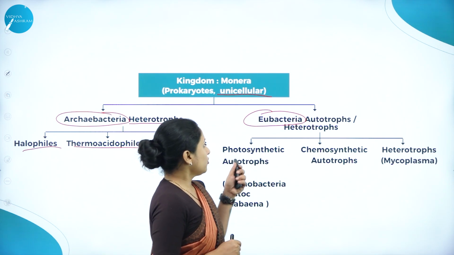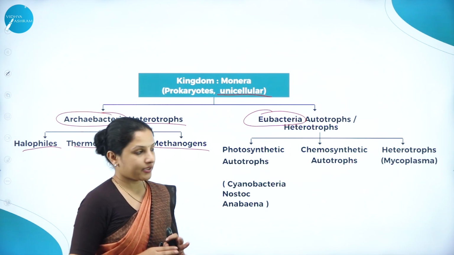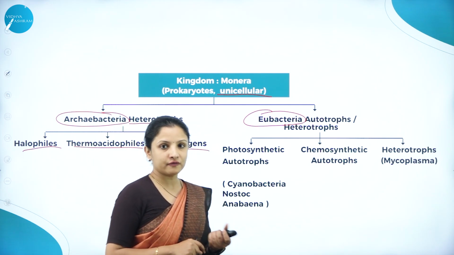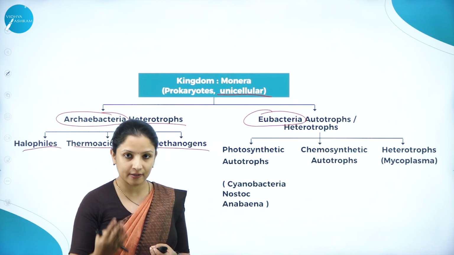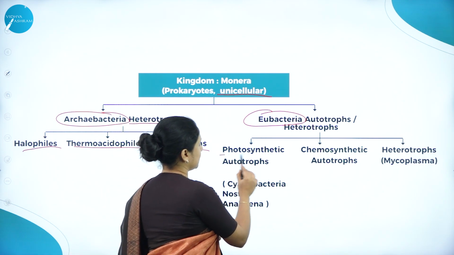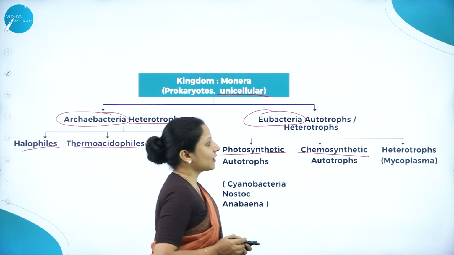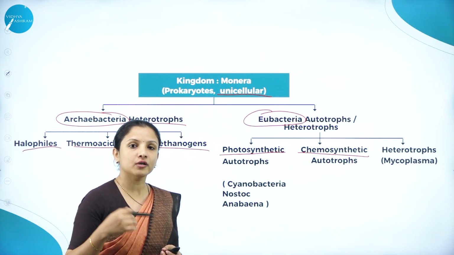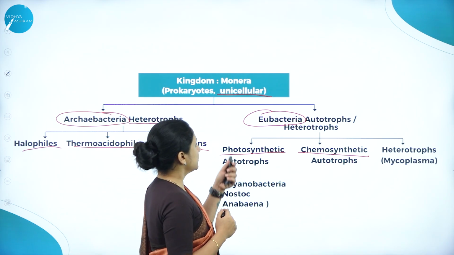Next, under Eubacteria, these are the true bacteria. They can be either autotrophs, wherein they are capable of synthesizing their own food, and can be photosynthetic or chemosynthetic autotrophs, or they can be heterotrophs, wherein they depend on other organisms for their food.